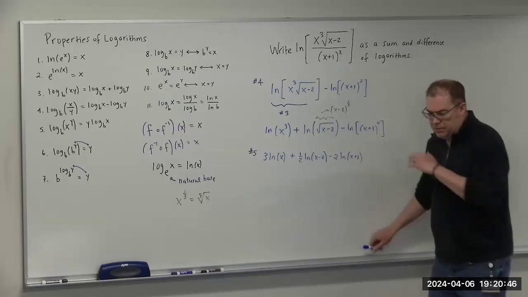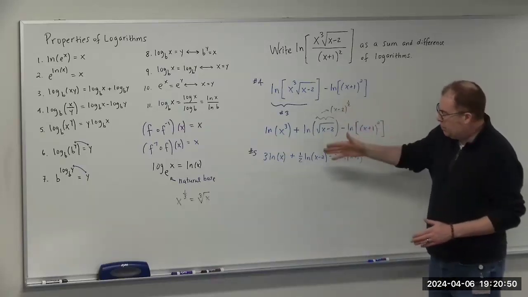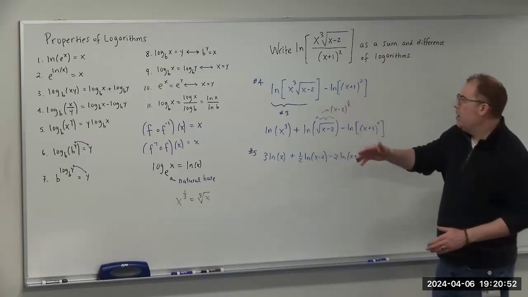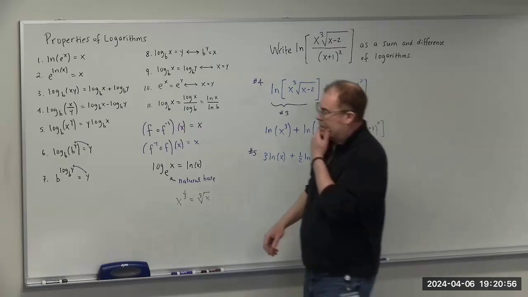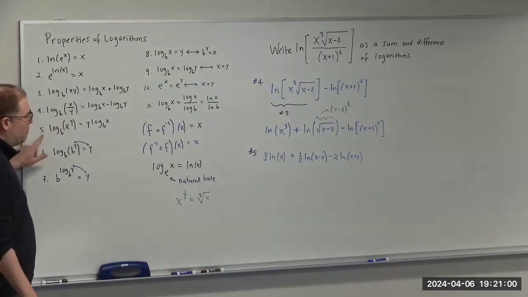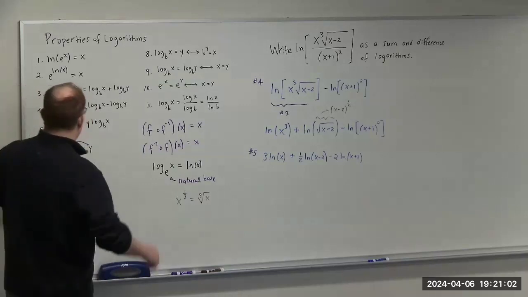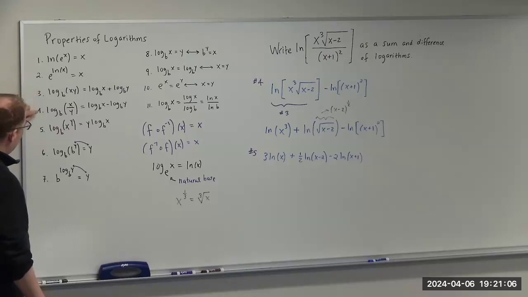So notice in each of these examples that we did, the one before this and the one before that, the last step was using number 5. So when you're expanding, you either use this or this or a combination of these, and then in the last step you're using this one.